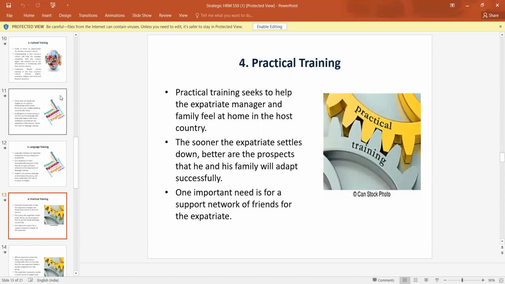Practical training. Practical training seeks to help the expatriate manager and family feel at home in the host country. The sooner the expatriate settles down, the better are the prospects that he and his family will adapt successfully. One important need is for a support network of friends for the expatriate.